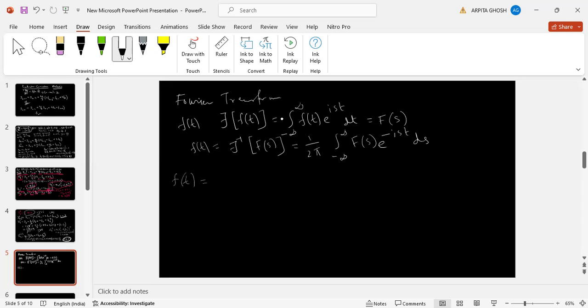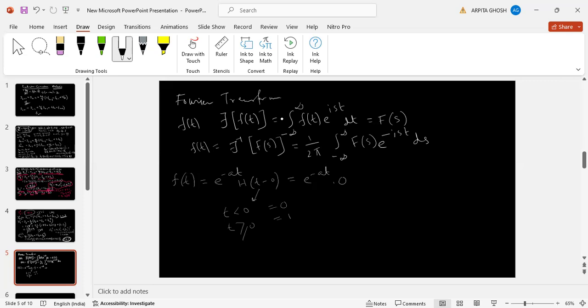f(t) is e to the power minus at into H(t minus 0), that means e to the power minus at into H(t). H stands for Heaviside unit function or unit step function. That means it has two values. As t is less than 0, this value is equal to 0. As t is greater than or equal to 0, this value is equal to 1. This is the meaning of the Heaviside unit step function.